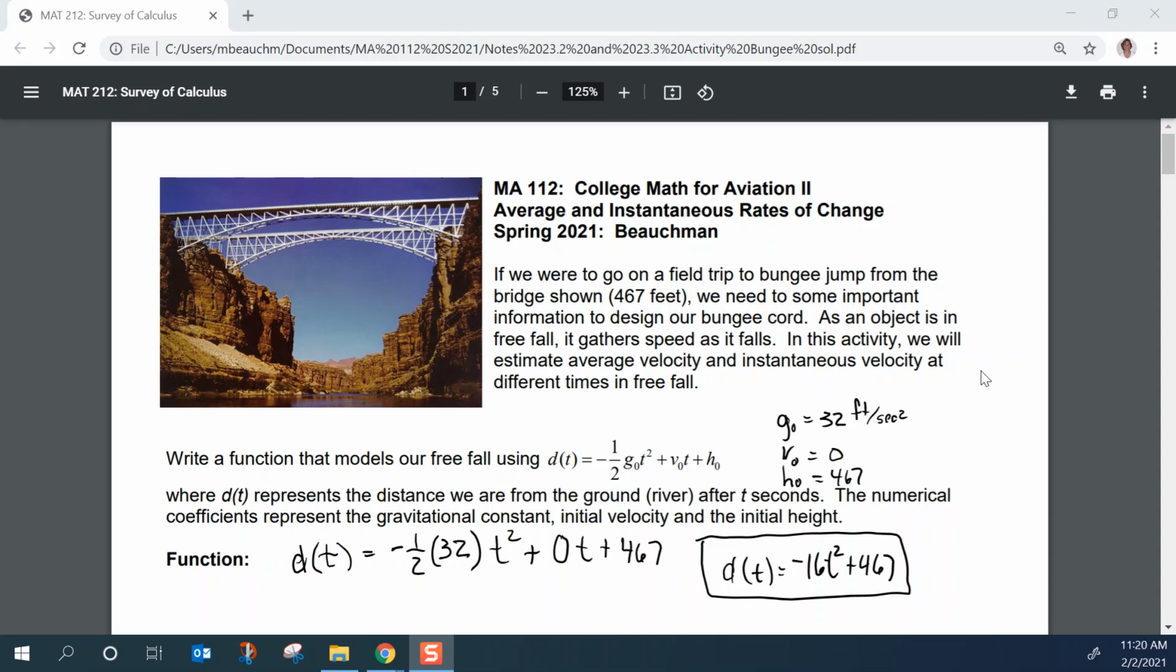So first thing we do is write a function that models our free fall using d of t is equal to negative 1/2 times the pull of gravity, t squared, plus the initial velocity times t, plus the initial height. We're using feet, so pull of gravity is a constant near the Earth at about 32 feet per second per second. The initial velocity of a bungee jump, since you're standing still at the top, is 0, and initial height is 467 feet above the ground.